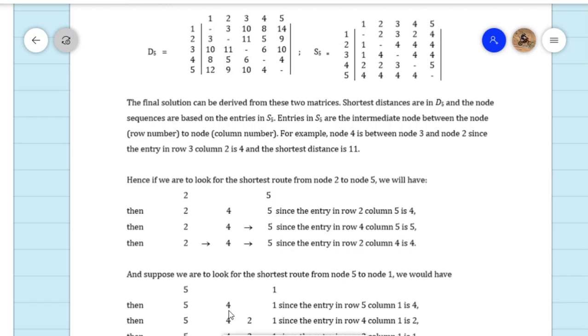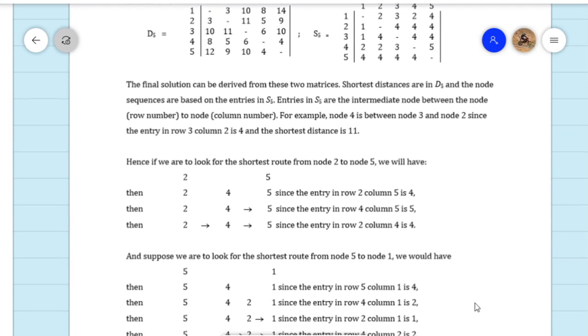So we put 4 here, between 5 and 1. Then proceed to looking for the intermediate node between 4 and 1. So row 4, column 1. Row 4, column 1 is 2. So meaning there is 2 between 4 and 1. Next, determine the entry between 2 and 1. Between 2 and 1, the entry is 1. Meaning, from 2, you move directly to 1.